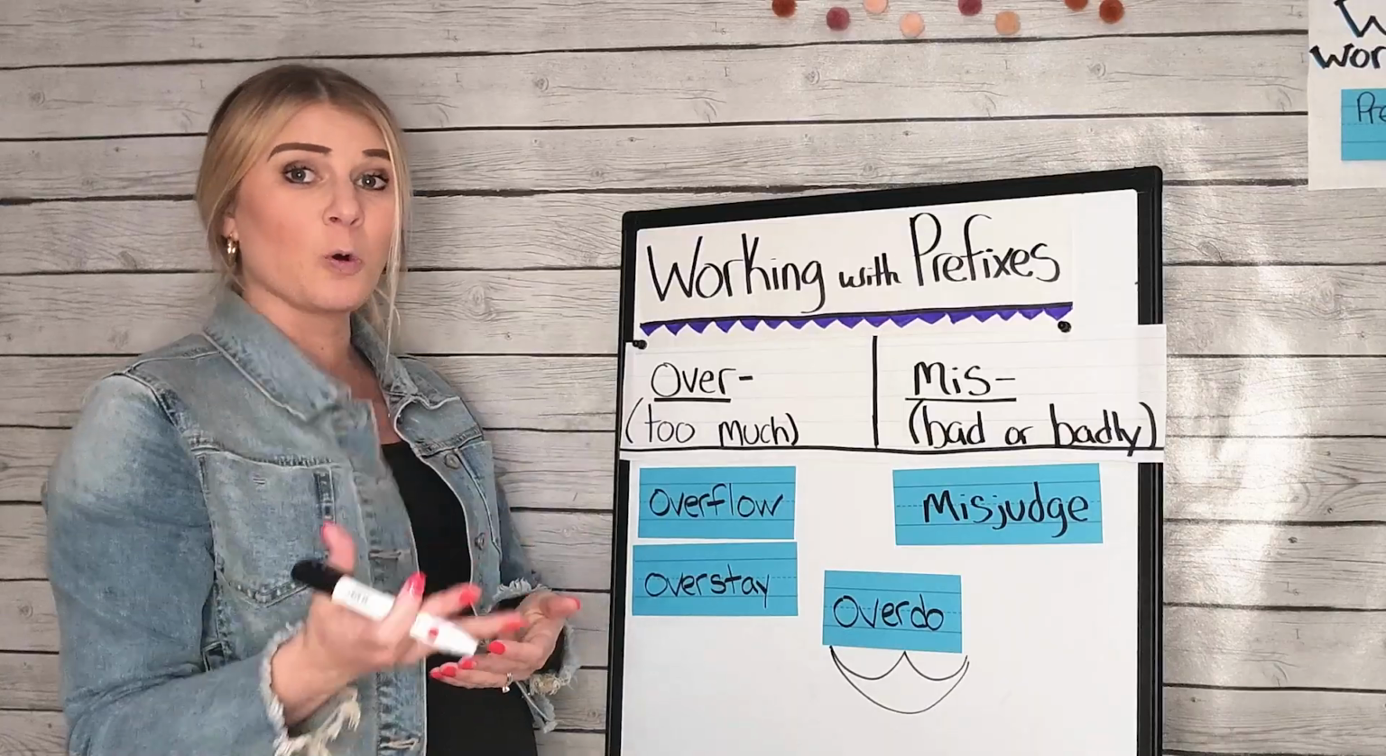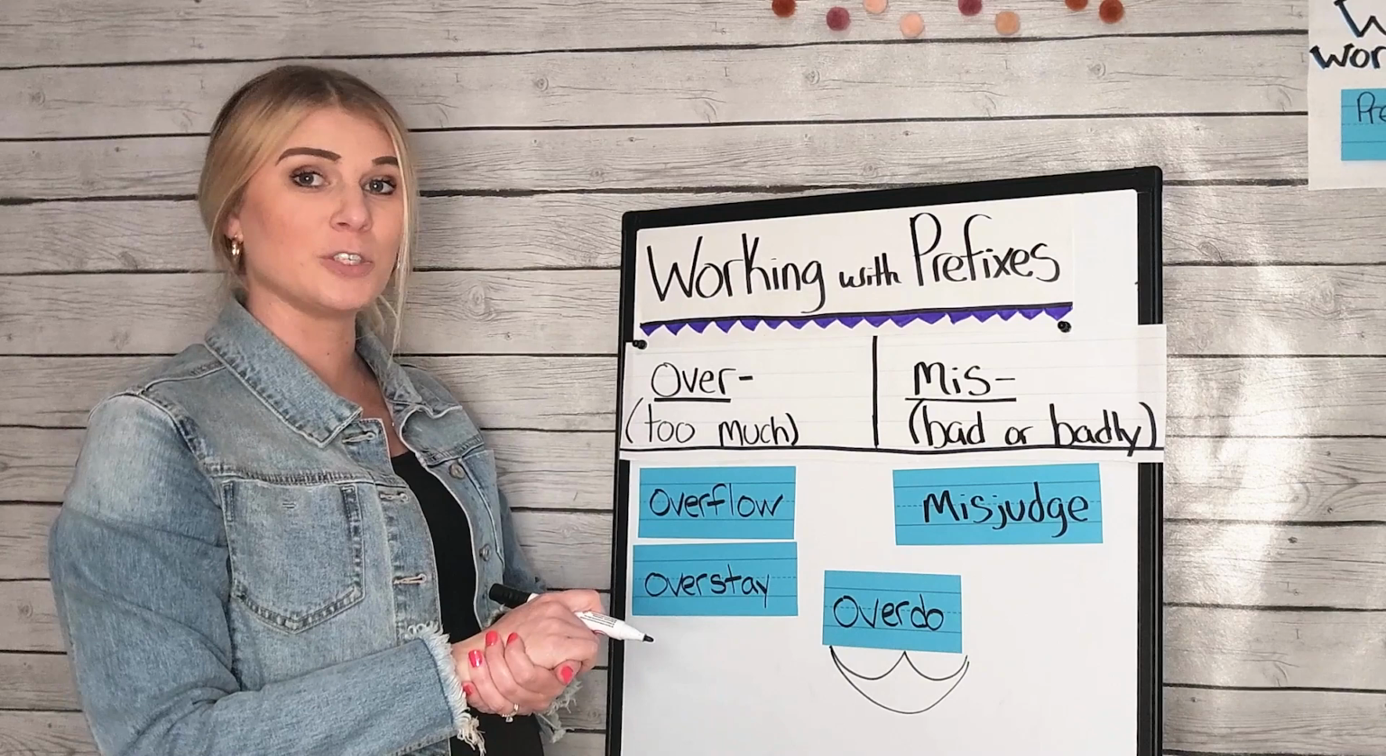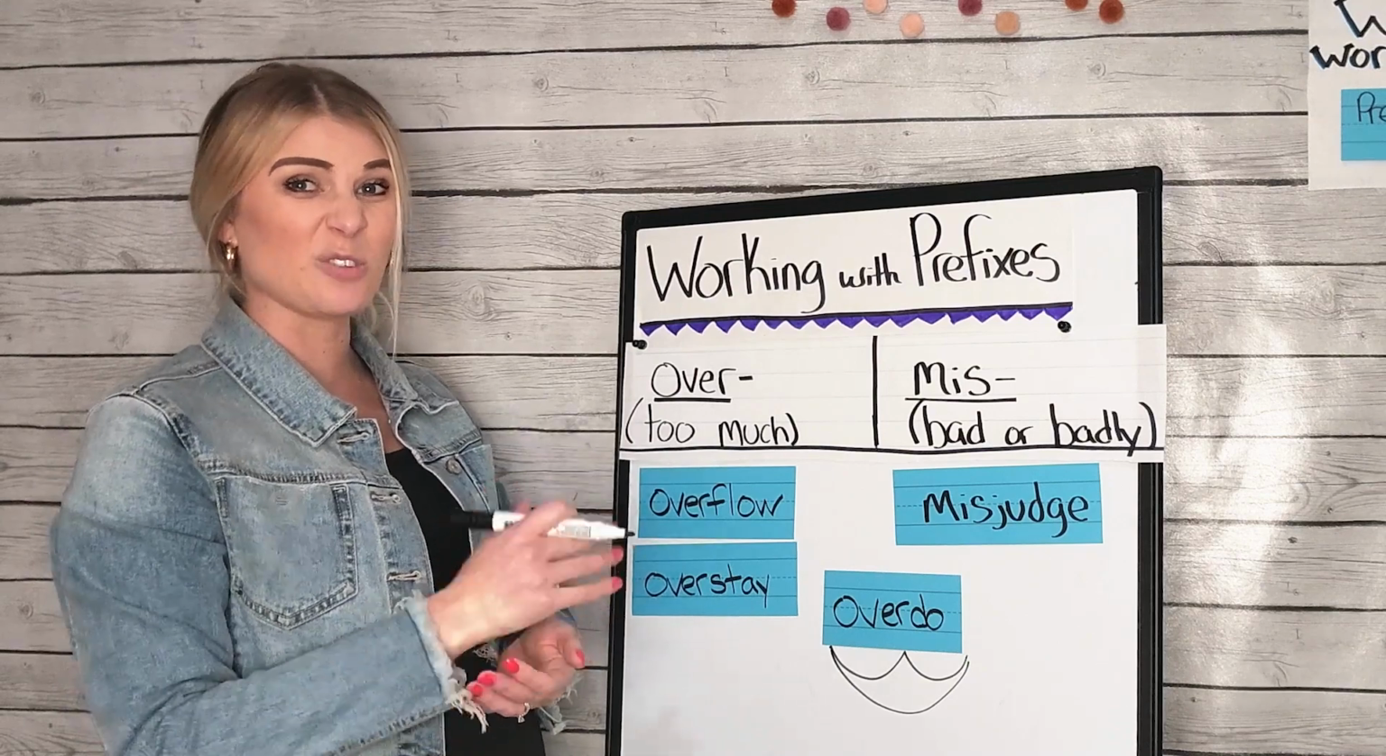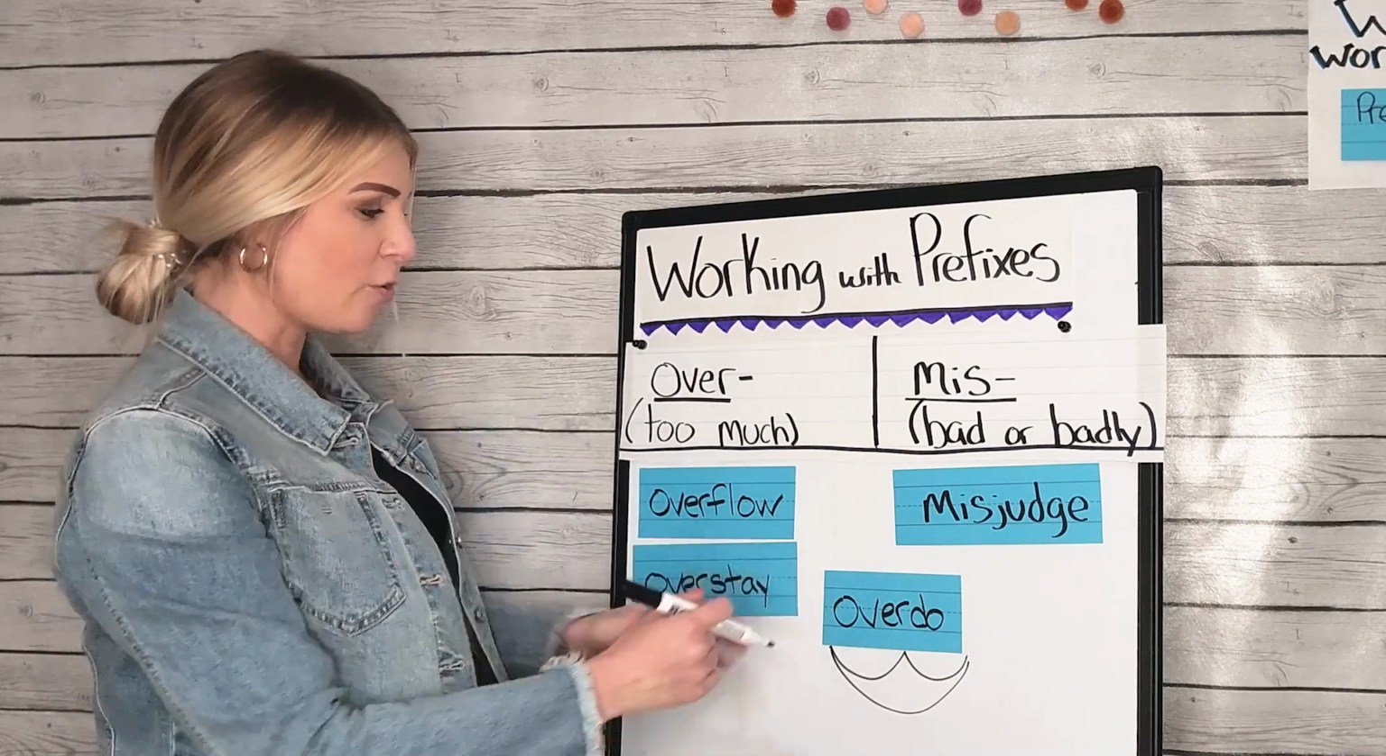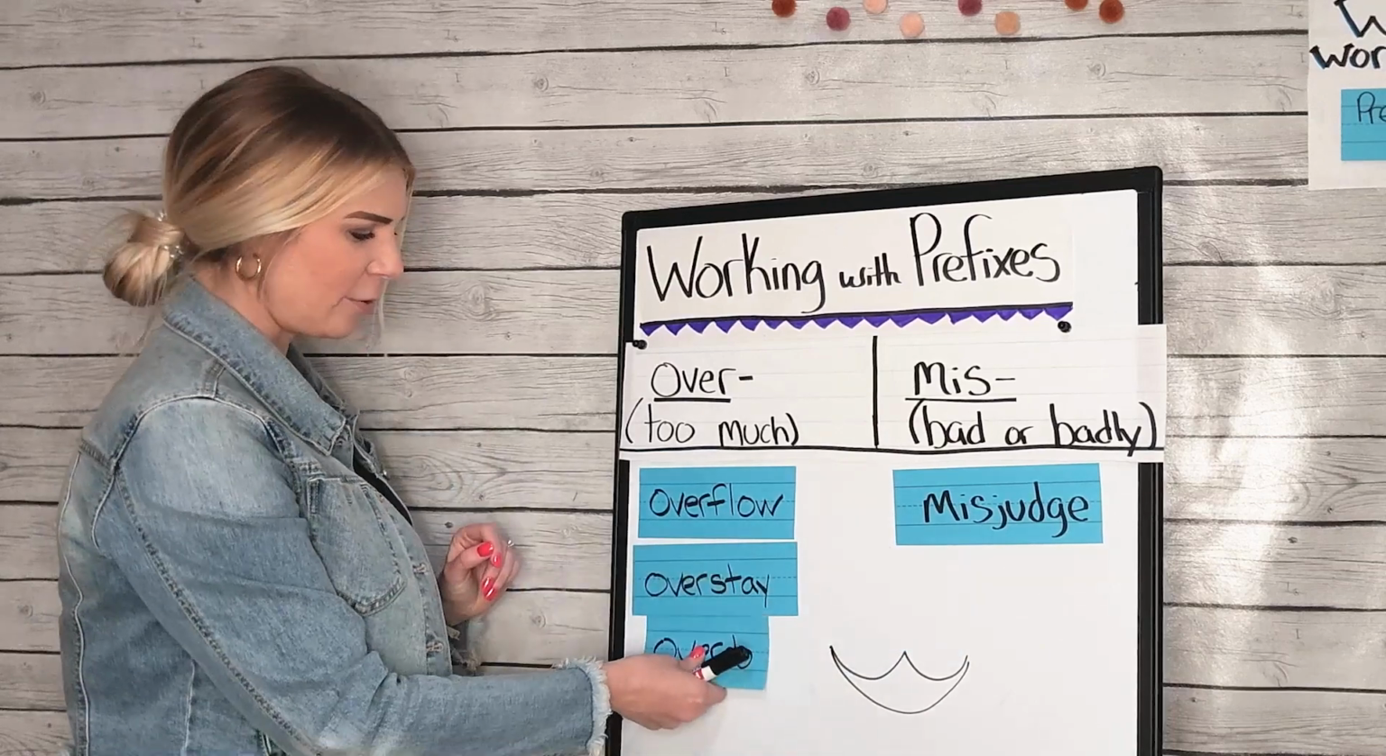The doctor warned the baseball player not to overdo his sprained ankle, and he told him he couldn't play for a week. Overdo. Let's put that in our over column.